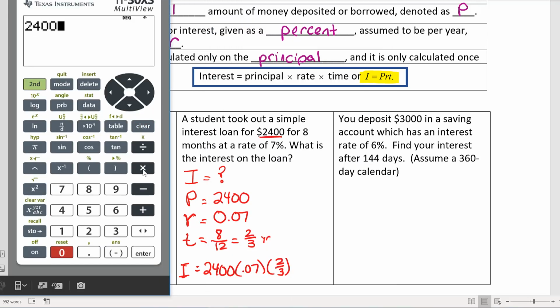So I get my calculator out again. 2,400 times 0.07 times 2/3. If you have a fraction key, you can go ahead and use that. And that gives me 112.